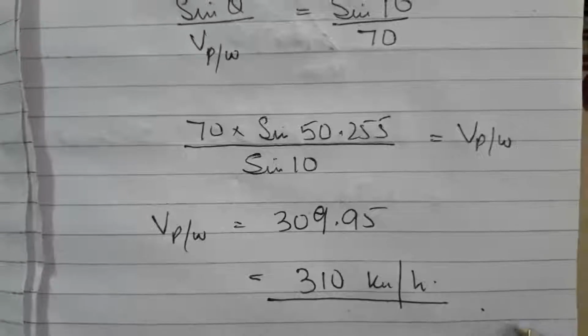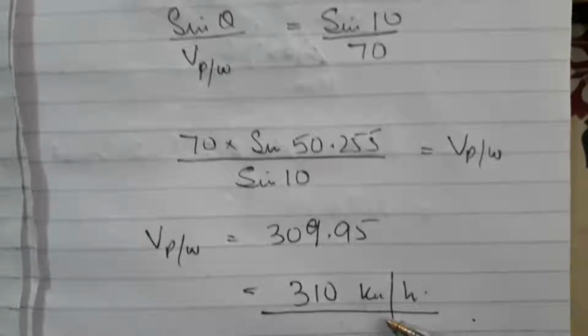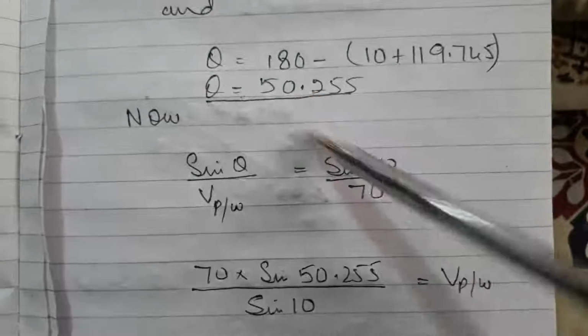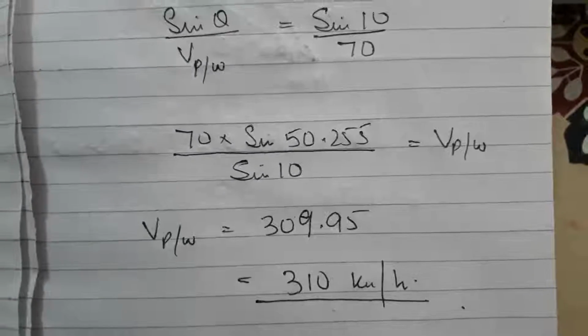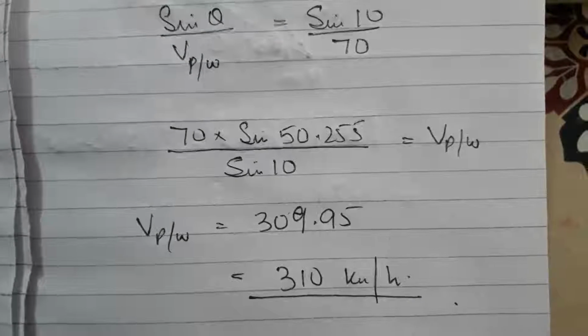So now we have the true velocity, we have the magnitude, and we have the direction as well. I hope it is clear to you. And now we will solve part B in the next video.